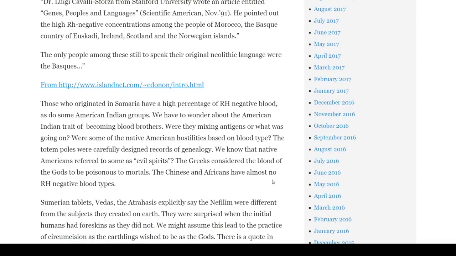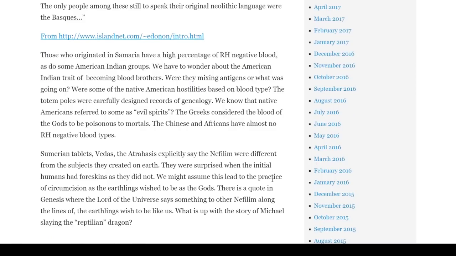The Sumerian tablets, the Vedas, and the Atrahasis explicitly say the Nephilim were different from the subjects they created on the earth. They were surprised when the initial humans had foreskins, as they did not. We might assume this led to the practice of circumcision, as the earthlings wished to be like the gods. This is a quote from Genesis, where the Lord had said something to other Nephilim along the lines of the earthlings wish to be like us. So what's up with the story of Michael slaying the dragon anyway?